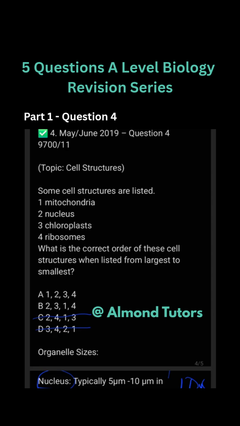Now I've just told you the largest is the nucleus. So the first one should be number 2. If you look at this, A has number 1 first, so you can strike that off. And there you have it. Your answer here will be B, just because you remember the largest is the nucleus and the smallest is the ribosome. That's a quick way to handle this kind of question.